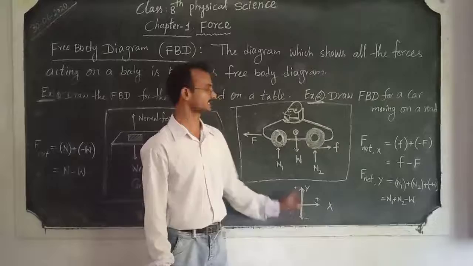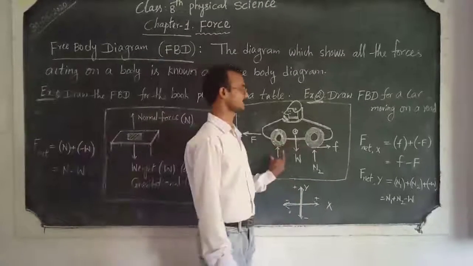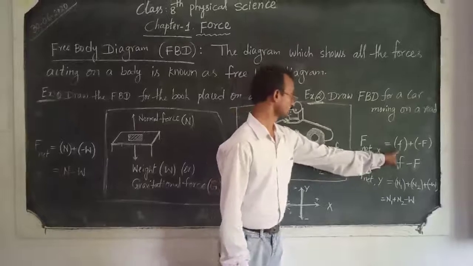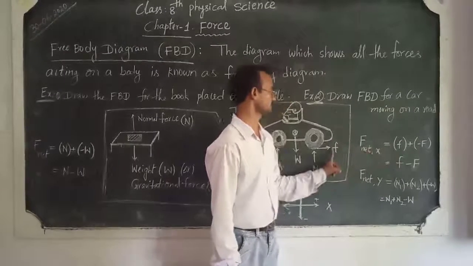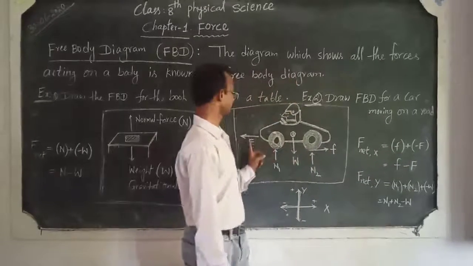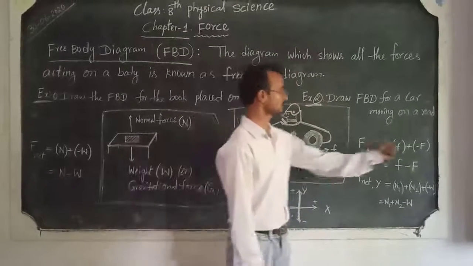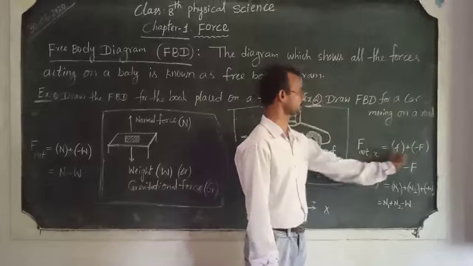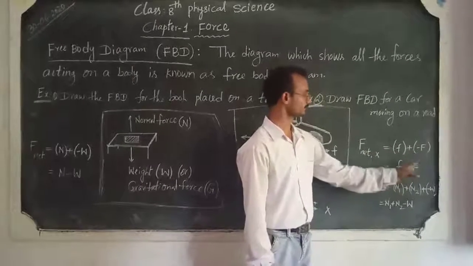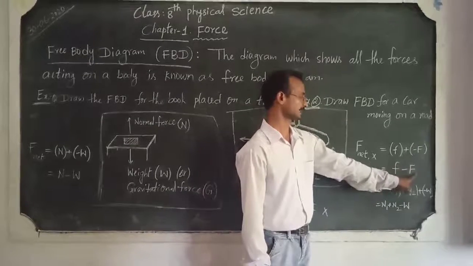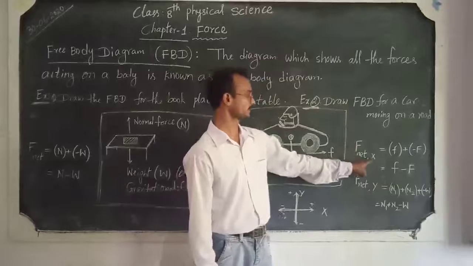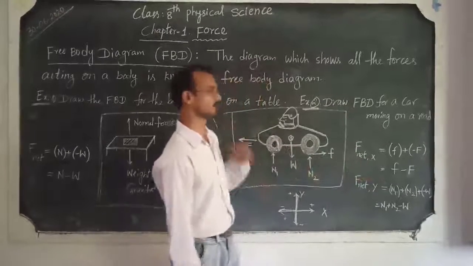By using these two sign conventions, the net force on the x-axis direction is small f with positive sign, plus capital F with negative sign. The sum of all these forces in the x-axis direction is the net force. So small f plus minus capital F: small f minus capital F is the net force acting along the x-axis direction on the car.